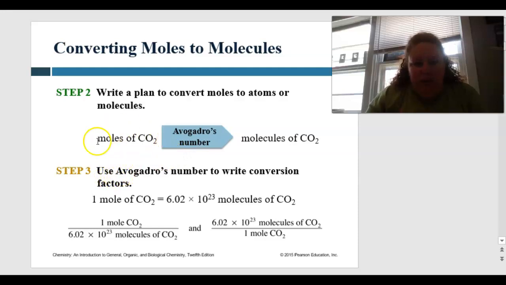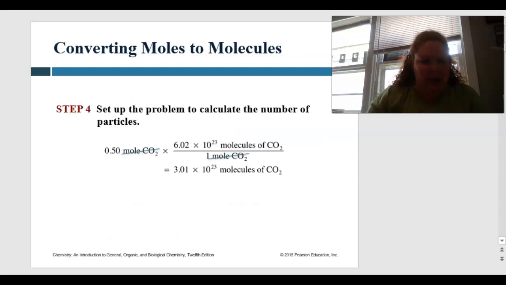So we're going to have the moles of CO2, and then we're going to use Avogadro's number to convert it into molecules of CO2. So let's set it up. 1 mole is 6.02 times 10 to the 23. Remember that this is the same whether we have it on the top or the bottom; we just have to figure out which one we need so that we can cancel out the units.